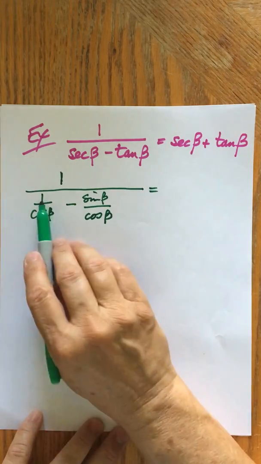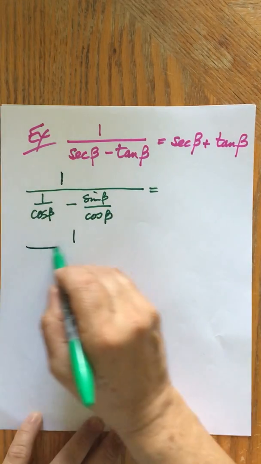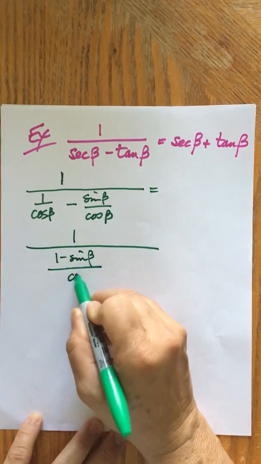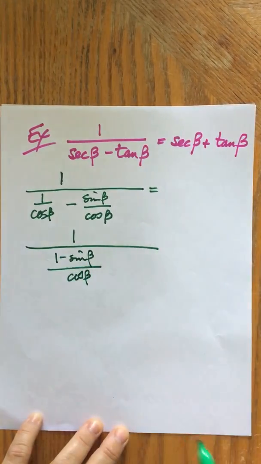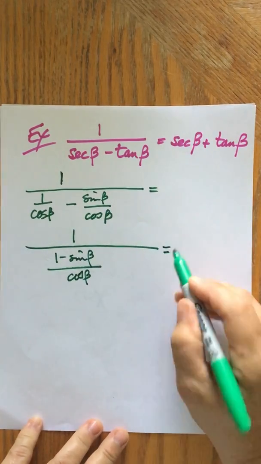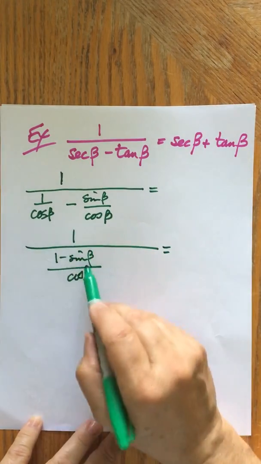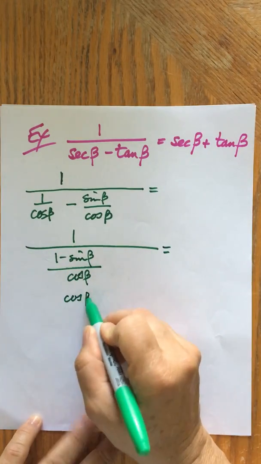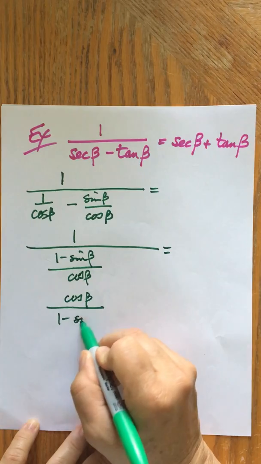So what I'm going to be able to do is say this is 1 over 1 minus sine beta all over cosine beta. Okay. Now, since this is the numerator and this is the denominator, I'm going to flip and multiply. So I'm going to have cosine beta all over 1 minus sine beta.